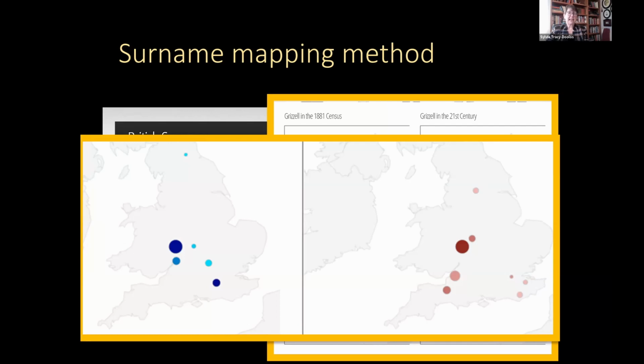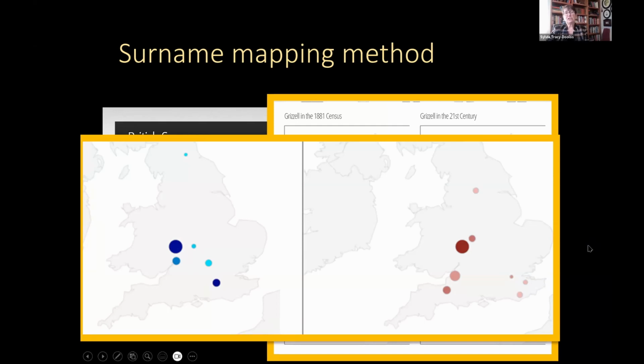Now, mind you, my Grizels came over early, but they also didn't migrate a whole lot in the British Isles. So you can see between 1881 here on the left and the 21st century, a lot of these Grizel families are in roughly the same area, not identically, but in roughly the same area.